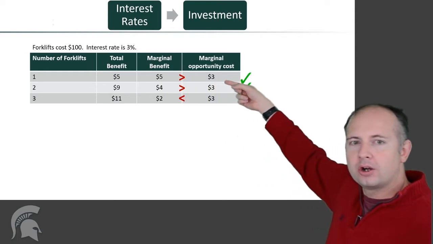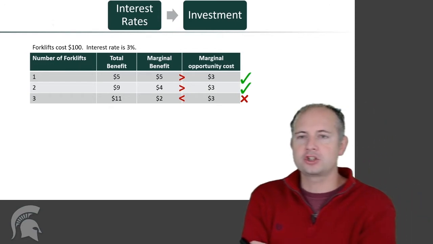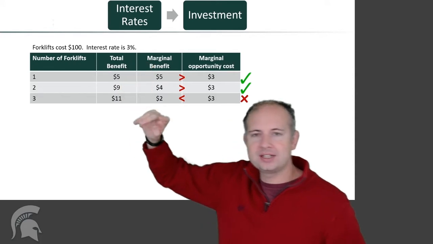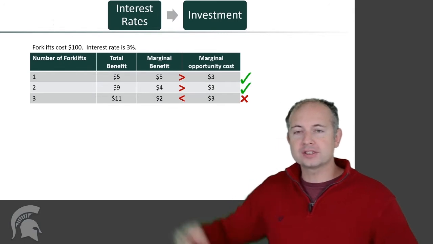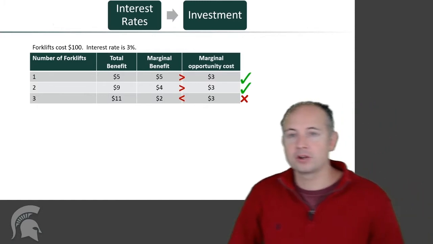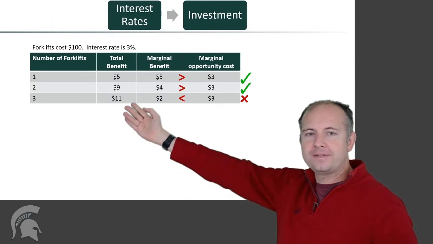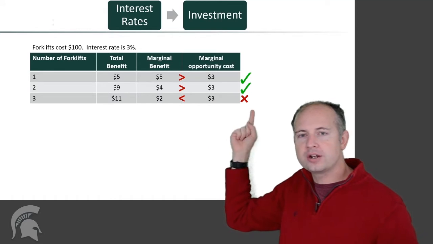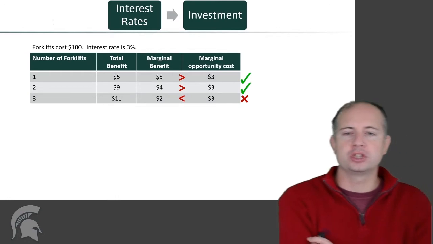Let's compare that with the marginal opportunity cost. So opportunity cost is how much it's going to cost you in interest. Well, if you're borrowing $100, interest rate's 3%, your marginal opportunity cost is $3. And for the first two forklifts, our marginal benefit of $5 and $4 exceeds our marginal opportunity cost. For the last forklift, the marginal benefit is only $2 and the marginal cost is $3, so we are not going to buy that third forklift. So if interest rate is 3%, we are going to purchase two forklifts.